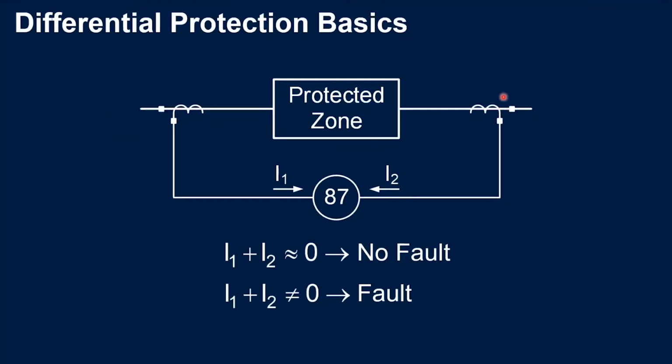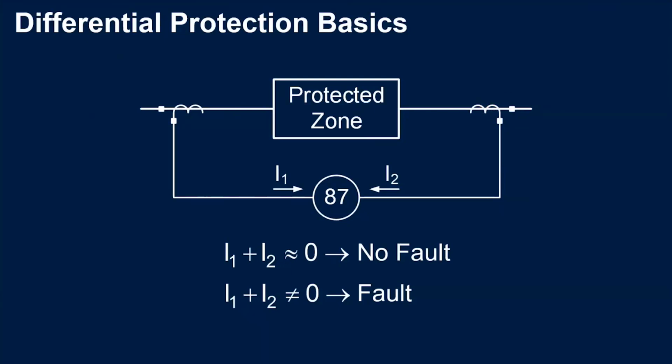In that case, as the current in the left is entering the CT in the polarity and is exiting the CT on the right by the non-polarity, when we do the phasor summation of those currents, it should be something close to zero. So we have no differential current in that case, which means no fault.